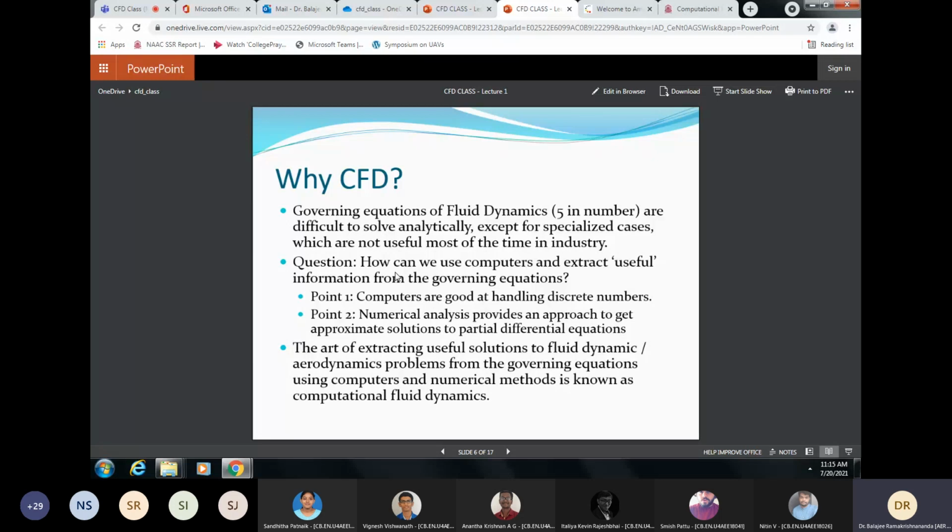Now, why do you need CFD? The governing equations of CFD are 5 in number. They're difficult to solve analytically, except for specialized cases, which are not useful most of the time in the industry. So how can we use computers and extract useful information with the equations? We are engineers. We want to do something which is useful.